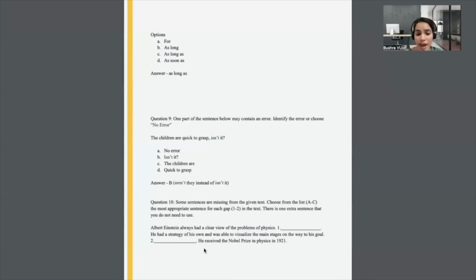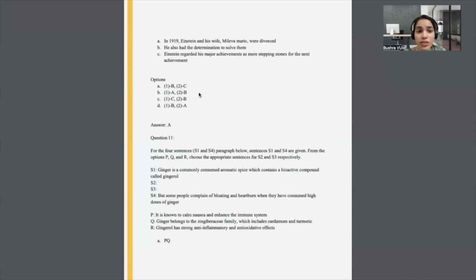Now, dash, he receives the Nobel Prize in 1921. So if you look at this part, this is again an introductory sentence because here it's over. Now a new paragraph is starting. It is talking about the Nobel Prize. So there has to be some connection with the Nobel Prize. So that's why "Einstein regarded his major achievements as mere stepping stones for the next" is the right answer, because here we're talking about him winning a Nobel Prize, and this sentence in specific talks about his major achievements.